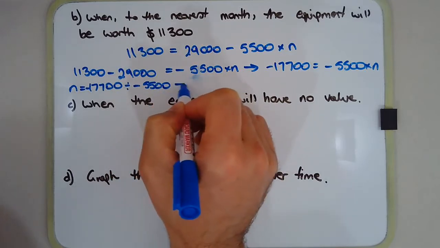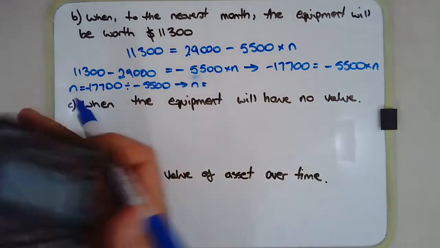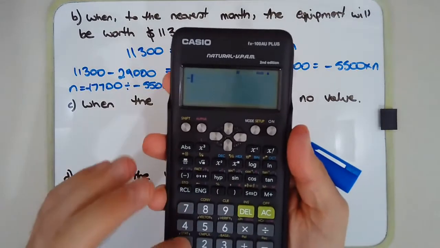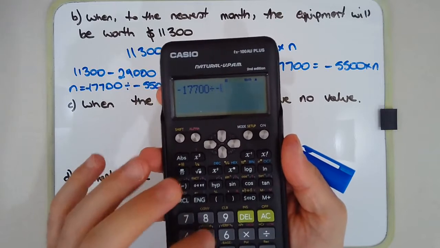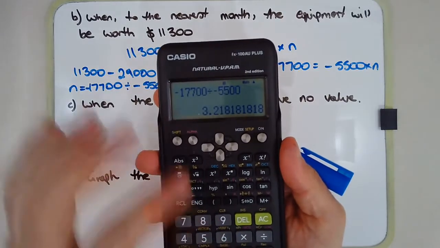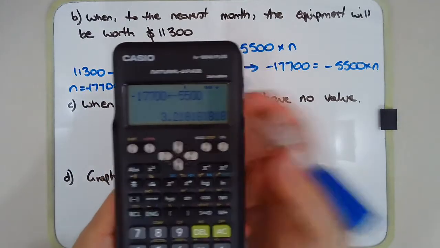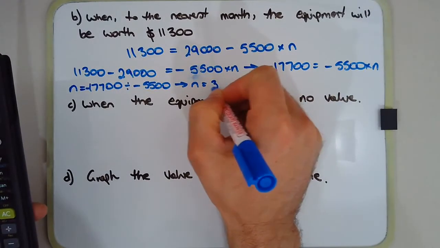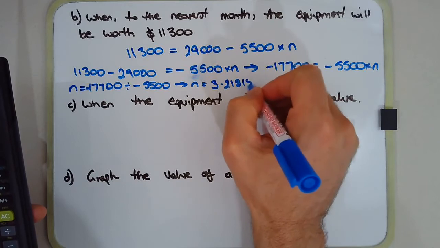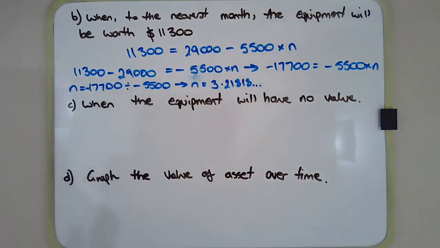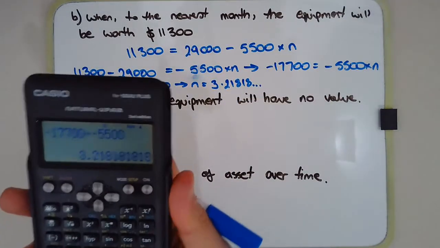Negative 17,700 divided by negative 5,500, and we get N equals 3.21818.